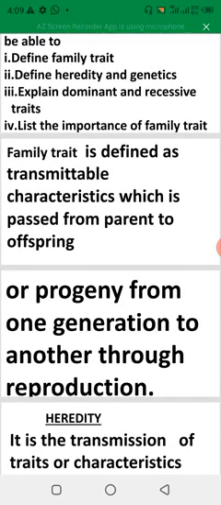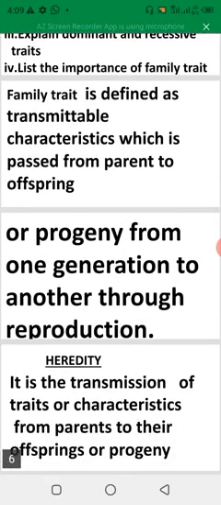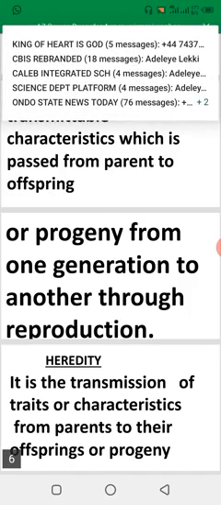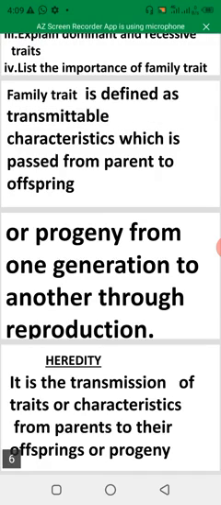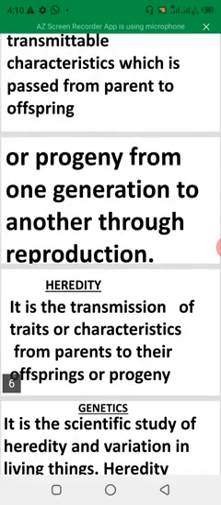What are family traits? These are transmittable characteristics which are passed from parent to offspring or progeny, from one generation to another through reproduction. That is, the characteristics of the parent being passed to the offspring during reproduction. How the child looks, some characters of the child that are found in the parent. So these are what we call the traits that are passed from parents to the children.